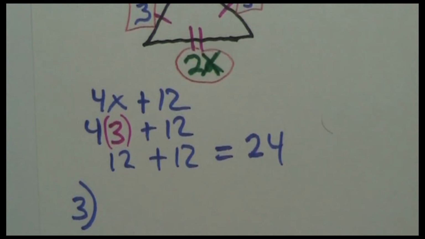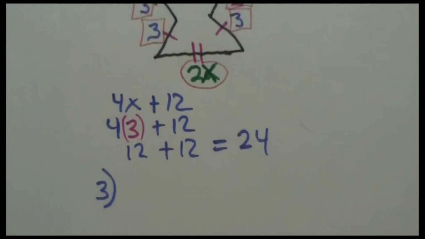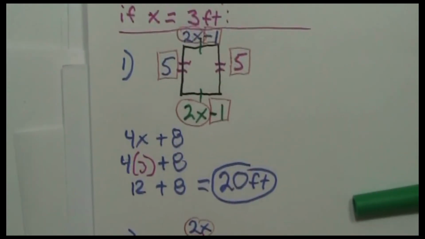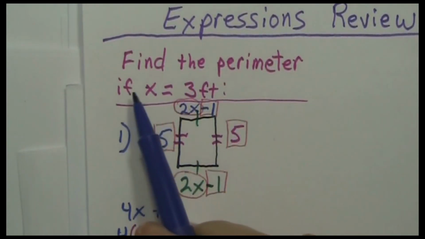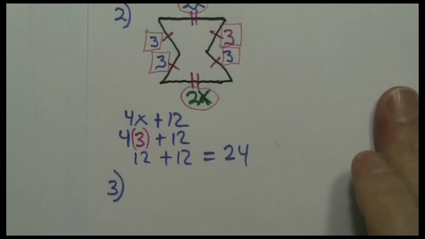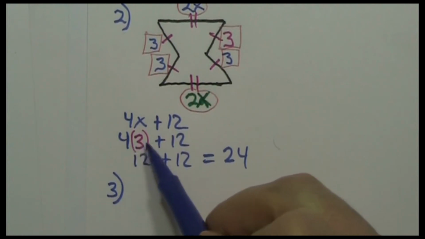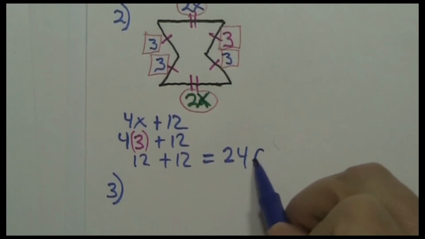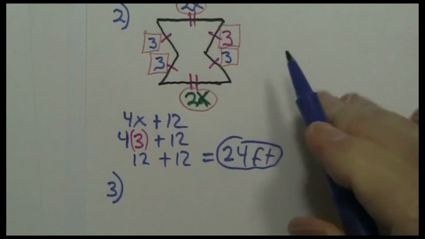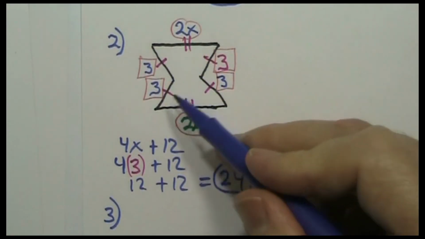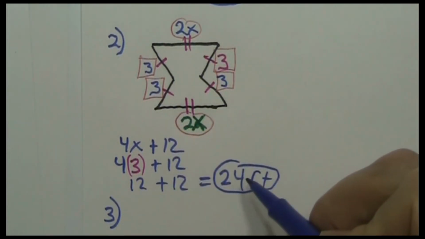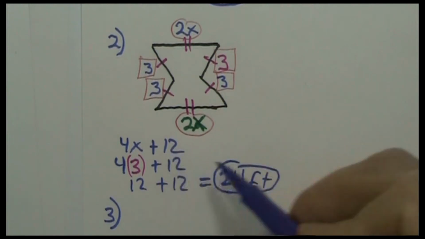24. Okay, so just to go back up a little bit, we put a 3 in there because it told us in the directions to find the perimeter if x is 3 feet. So if x is 3 feet, that's 12 plus 12, that's 24 feet. So the perimeter going around here, if x is 3 feet, this whole thing going around is 24 feet if x is 3.